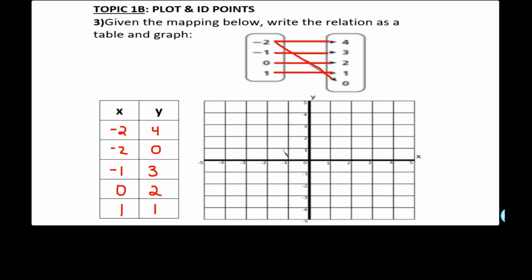Now that I have my table, I'm going to plot the points. So negative 2, up 4 will be the first point. Then I'm going to do negative 2, 0. So negative 2 to the left, and then 0, stay there. The next one is negative 1, so 1 to the left, and then 3 up. The next one is 0, so we stay there and go up 2. And the last one is 1, comma 1. So you go 1 to the right, and then 1 up. And there we go. These are going to be your points.